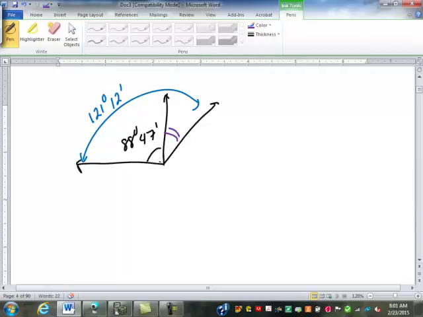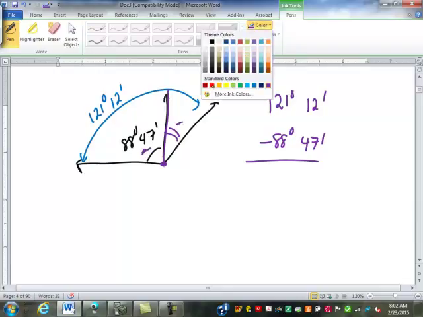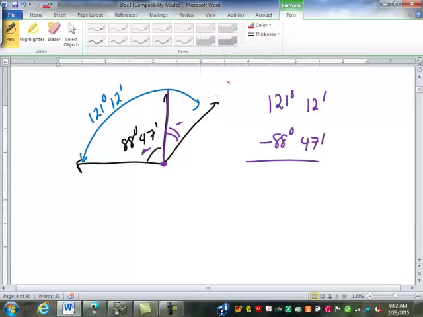Just subtracting. Because we know that when two angles share the same vertex and they share one side, they're additive. They add up to a total. So this would be 121 degrees, 12 minutes, minus 88 degrees, 47 minutes. Because we know that those two smaller pieces have to add up to the larger angle. So let's subtract. Tell me what to do.